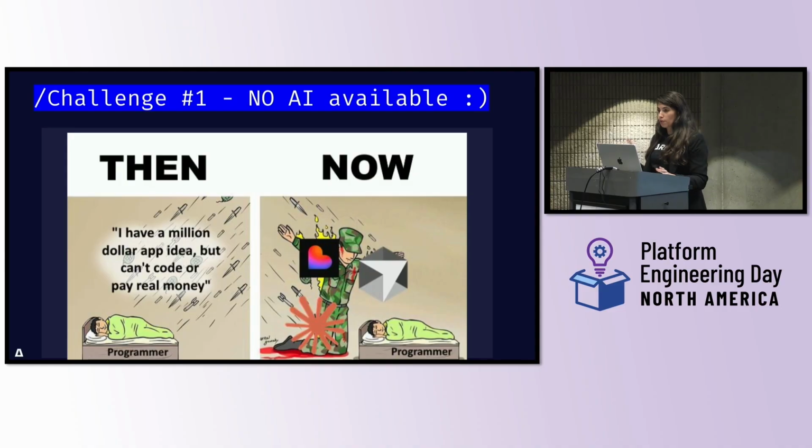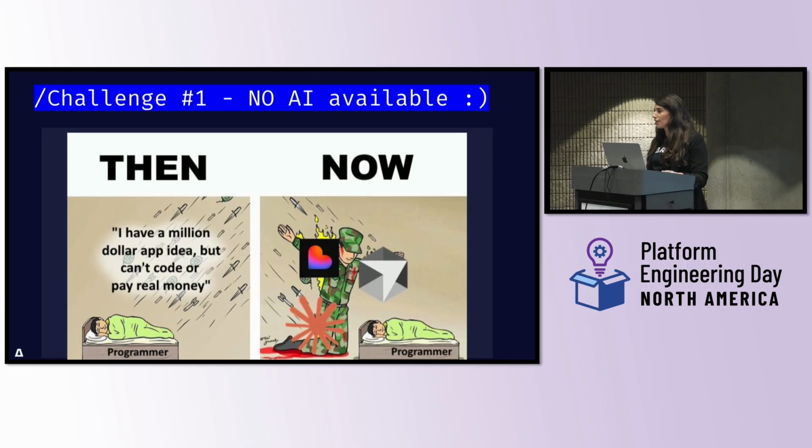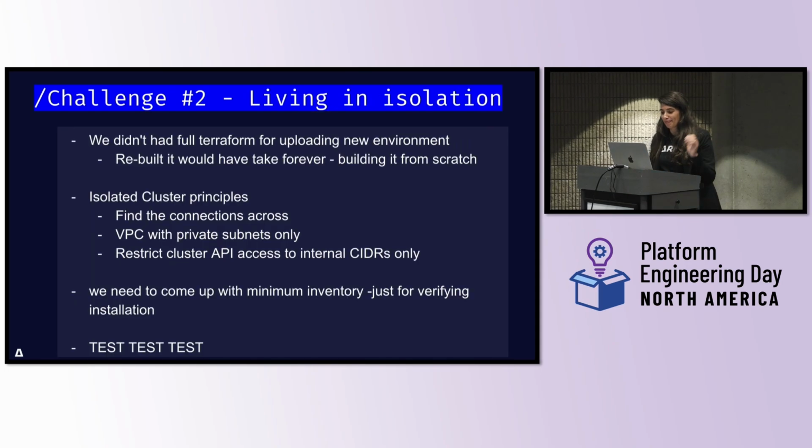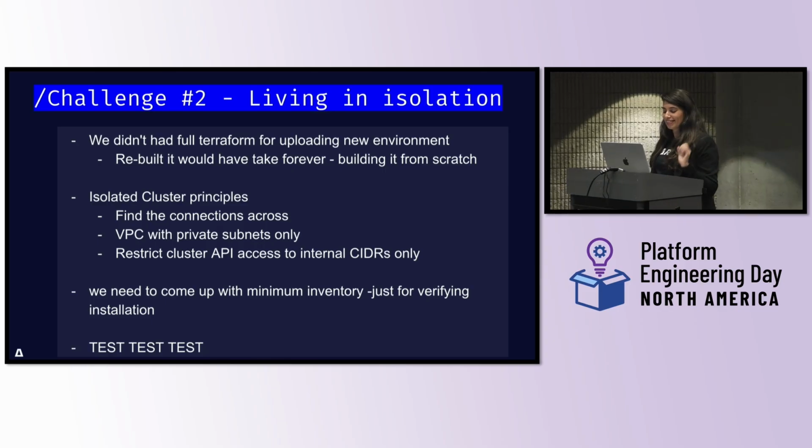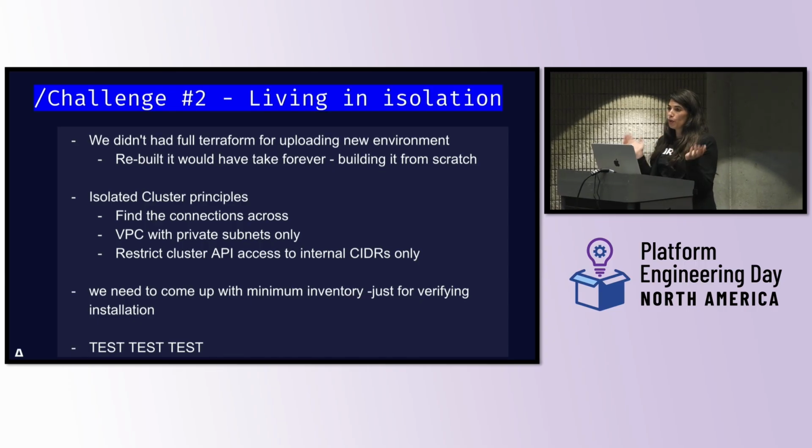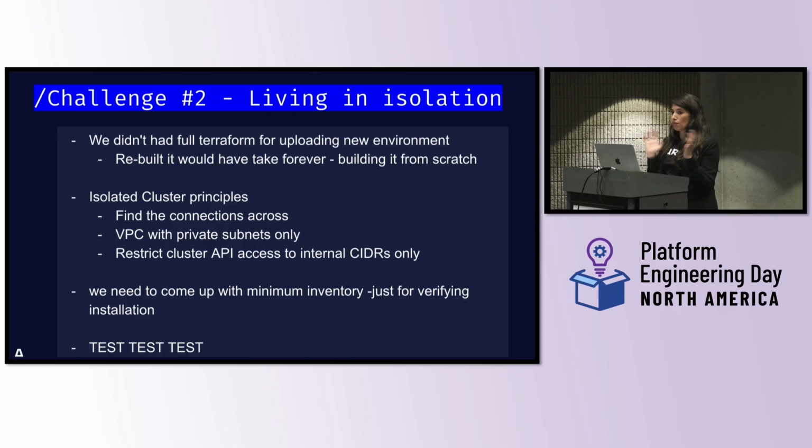So challenge number one, it was 3 years ago, so no AI. There was an AI probably, but not as we're using it today. So now probably it would take us half of the time. But that's just for small effort. So challenge number two is how do we live inside of an isolated environment?